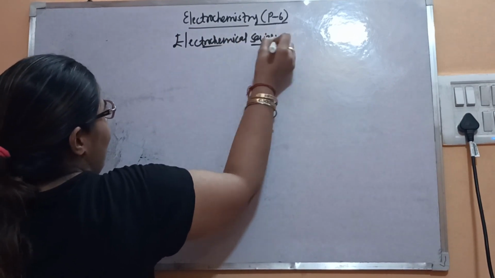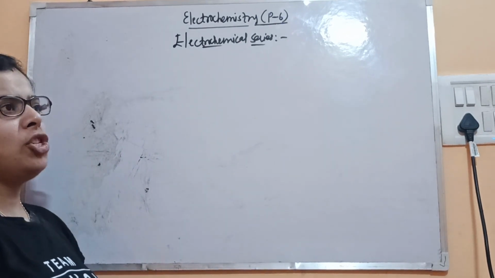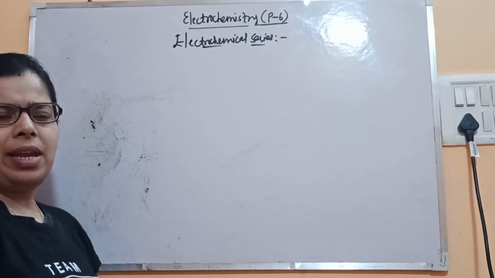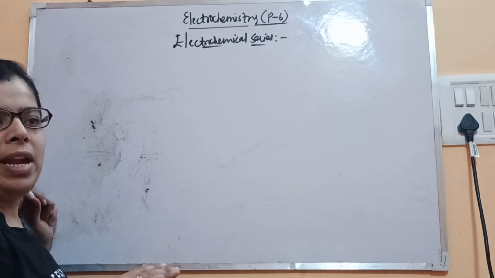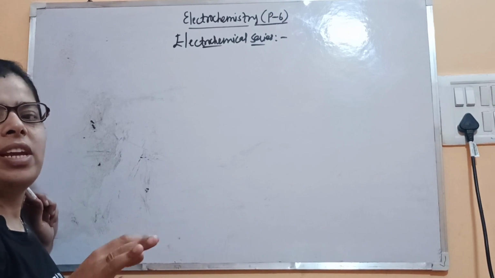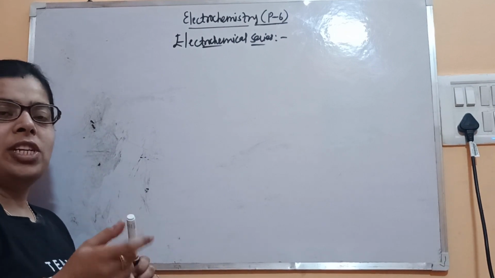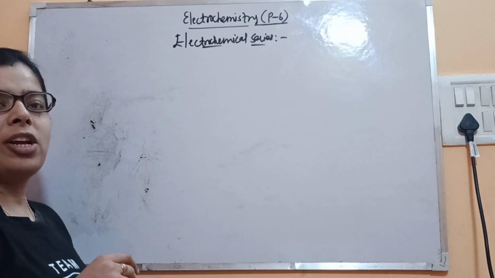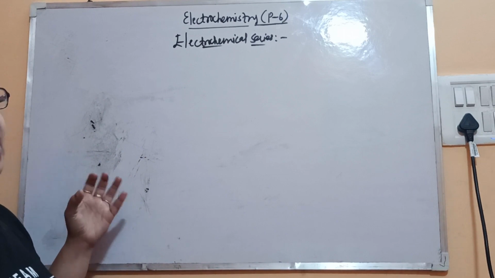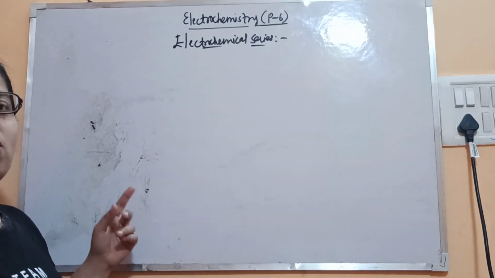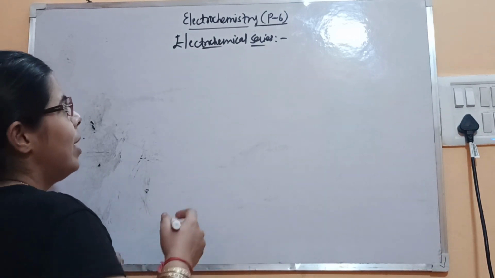Now this we know that with the help of the standard hydrogen electrode, we can measure the electrode potential of different electrodes. With the help of SHE, a number of electrodes' potentials can be determined. So which electrode potential are we measuring? Reduction electrode potential. So the series in which the elements are arranged in order of their reducing tendency is known as the electrochemical series.